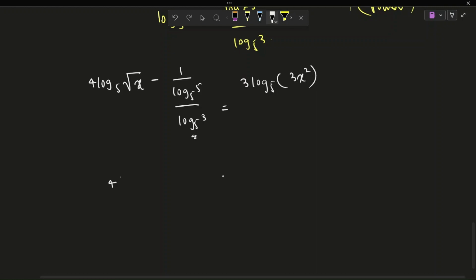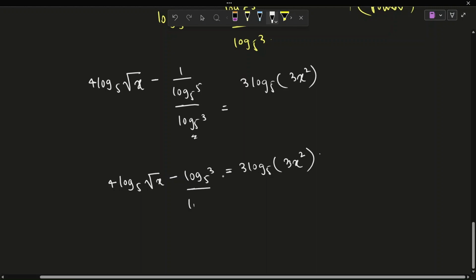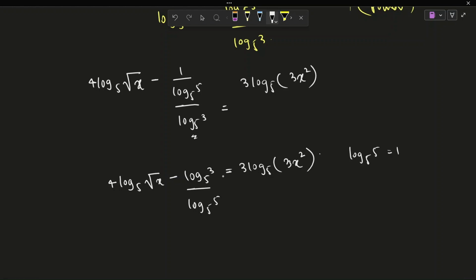equation like this. 4 log root x to the base 5 minus log 3 to the base 5 equals 3 log base 5 of 3x squared. We're not writing log 5 to the base 5 here because it's just equal to 1, and there's no point putting 1 as a denominator because it doesn't do anything different for us. So I'm going to get rid of that.